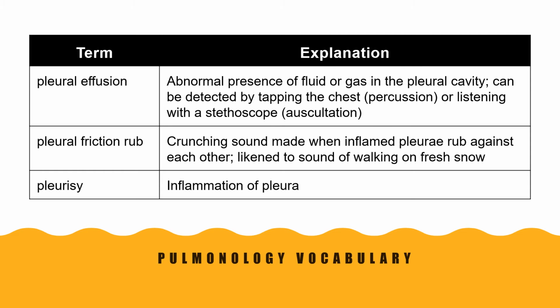A pleural effusion is the abnormal presence of fluid or gas in the pleural cavity, and it can be detected by tapping the chest or listening with a stethoscope. Pleural friction rub is a crunching sound made when inflamed pleura rub against each other, like the sound of walking on fresh snow. Pleurisy is the inflammation of pleura.